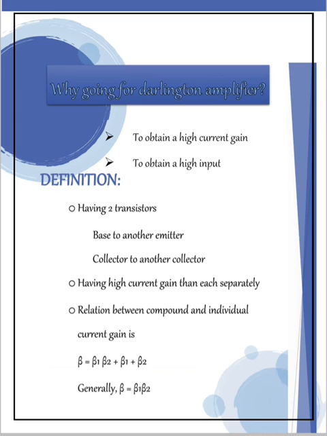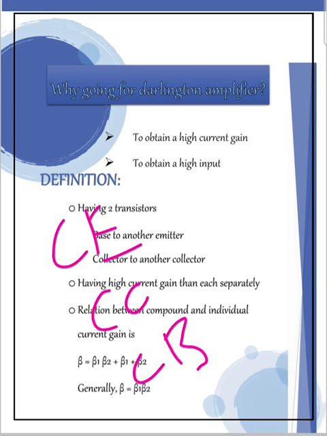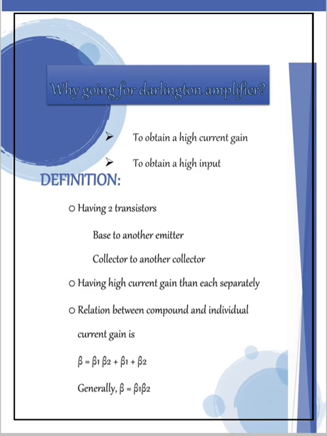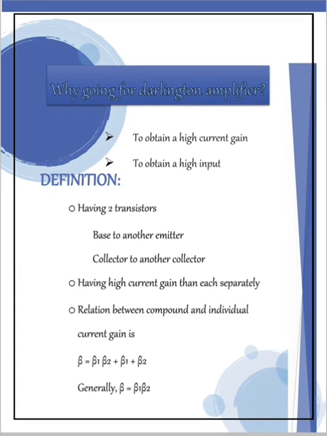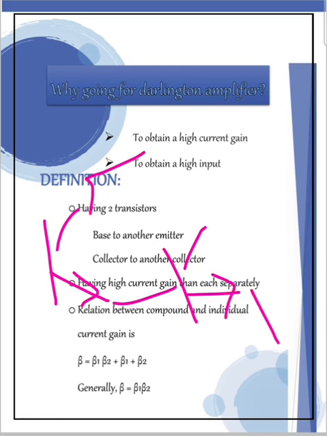Why we are going for Darlington amplifier, since there are so many amplifiers like CE, CC, CB like this. To overcome the drawbacks of these three amplifiers, that is, they have low input impedance and low current gain. So to overcome the drawback, we are going for Darlington amplifier to obtain a high current gain and a high input impedance. The Darlington pair means two transistors having the emitter terminal of one connected to the base of the other transistor and the collectors are connected together. This is the Darlington pair.